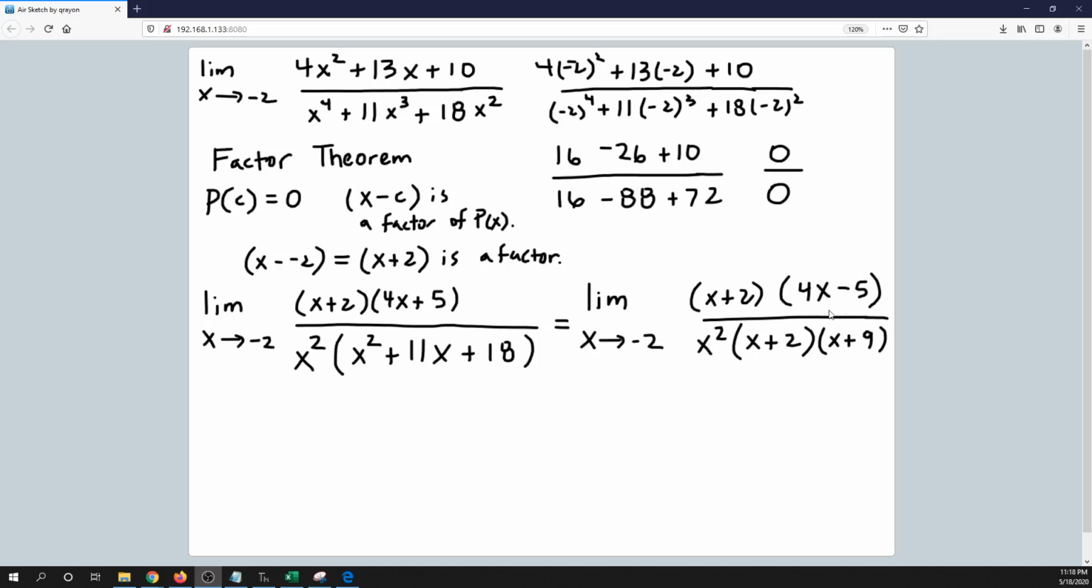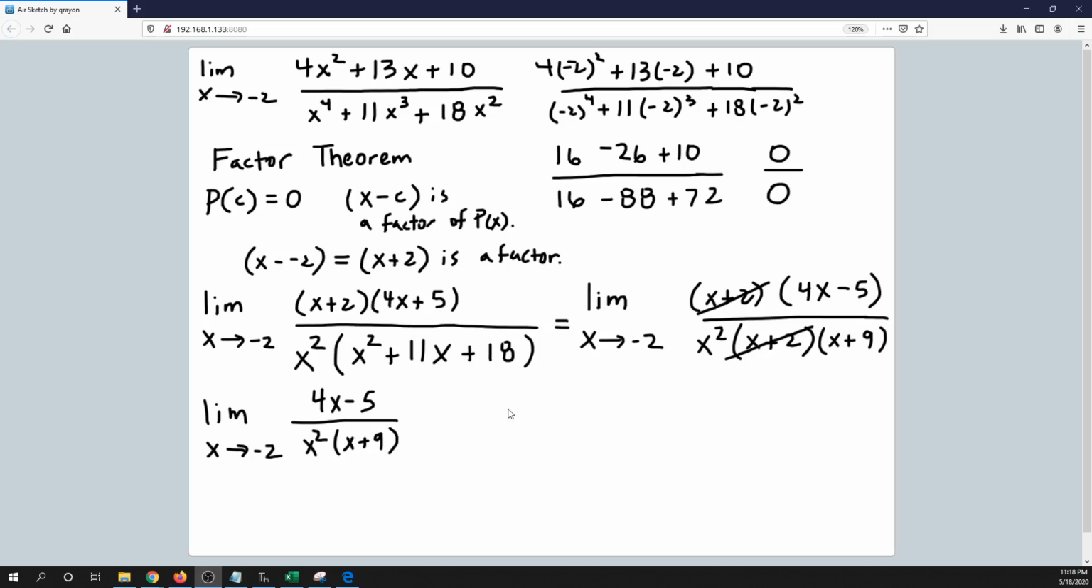All right, and so now we have the top and bottom completely factored. What we can see is that there is a common factor there of x plus 2, right? Once you factor everything, then you can cancel the common factors between the top and the bottom. So this x plus 2 and this x plus 2 cancel each other out. All right, and so what you wind up with is rewriting that. I have the limit as x goes to -2 of 4x minus 5 on top and x squared times x plus 9 on the bottom. Okay. So now that something is canceled out here, we are going to plug in the -2 again.